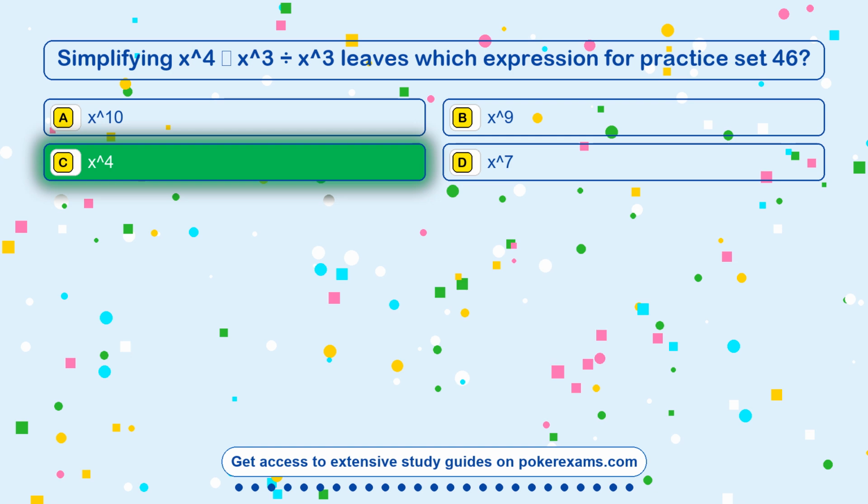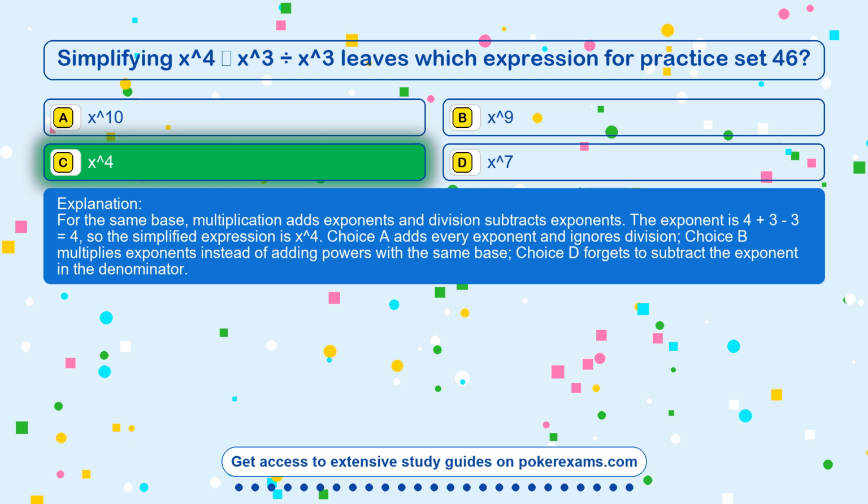The correct answer is option C, x^4. For the same base, multiplication adds exponents and division subtracts exponents. The exponent is 4 plus 3 minus 3 equals 4, so the simplified expression is x^4. Choice A adds every exponent and ignores division, choice B multiplies exponents instead of adding powers with the same base, choice D forgets to subtract the exponent in the denominator.